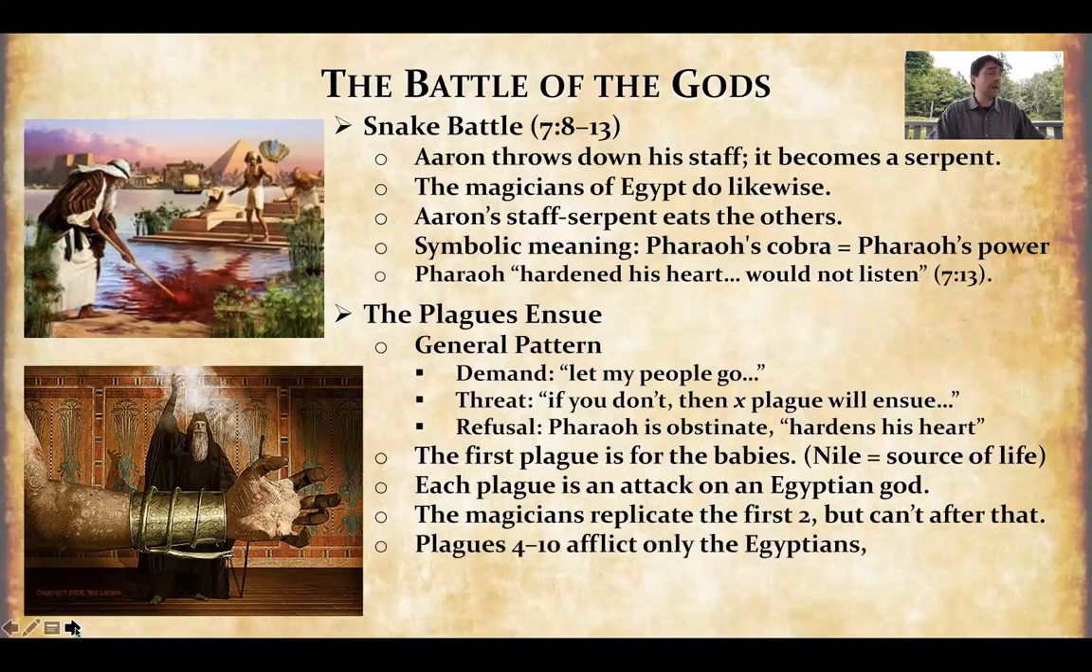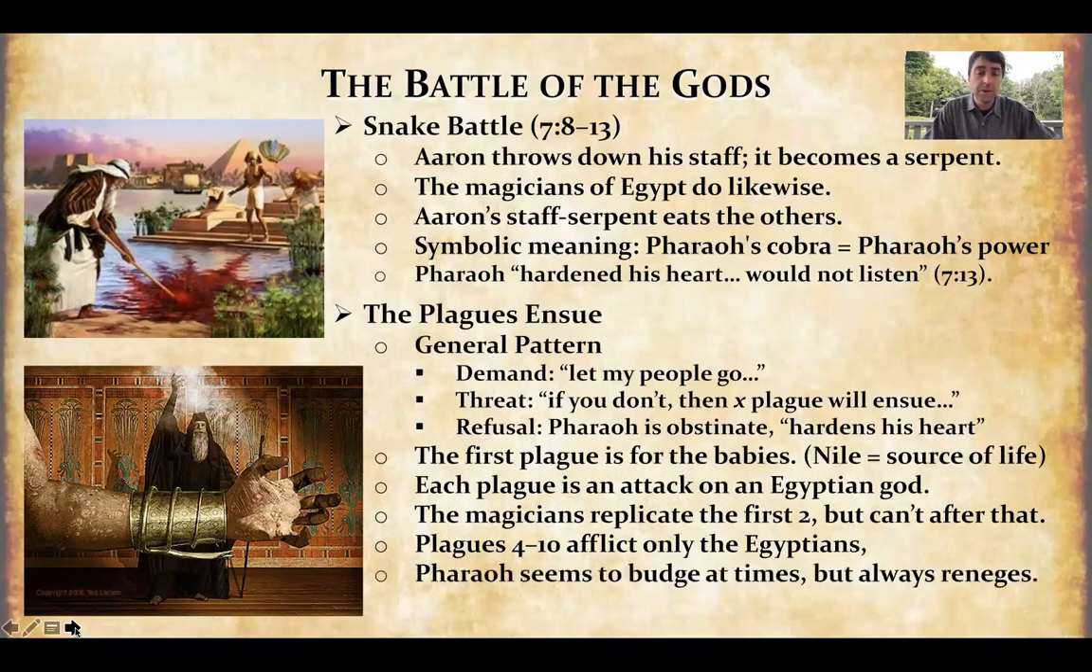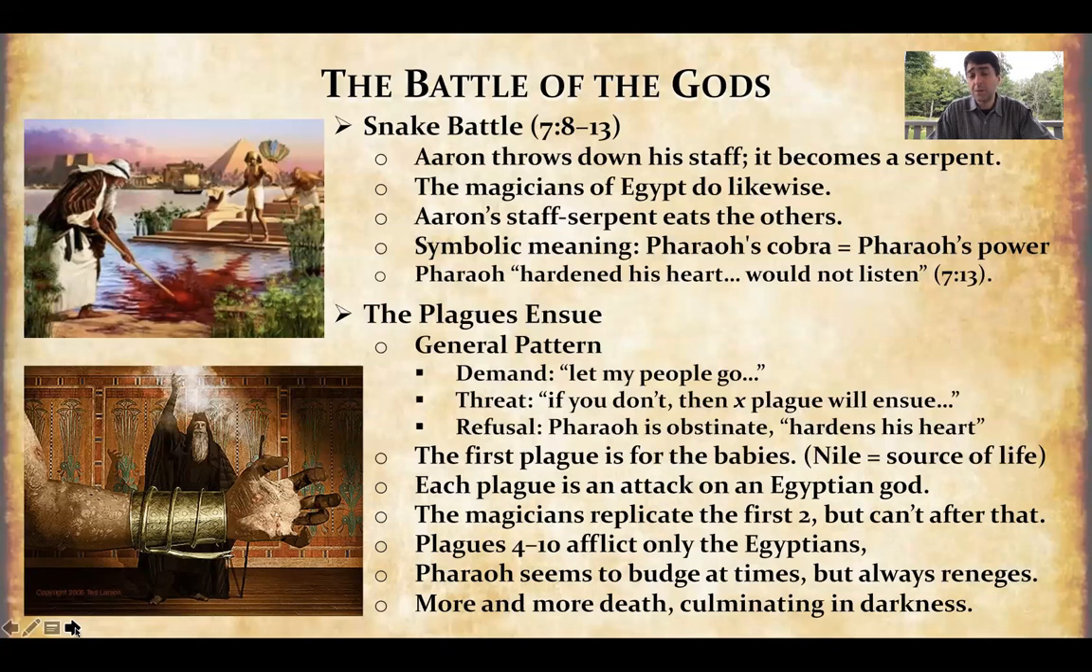Now, plagues 4 through 10 afflict only the Egyptians. So there's an increasing differentiation between the Egyptians and the Hebrews as the plagues go along. And at times, like after the fourth plague, for instance, the flies, Pharaoh seems to budge and say, okay, you can go out into the wilderness, and by the way, pray for me. But then when the plague goes away, when the threat goes away, he's back to his obstinate mentality, and he hardens his heart and reneges on his agreement. So eventually Pharaoh ends up in the same place no matter what.